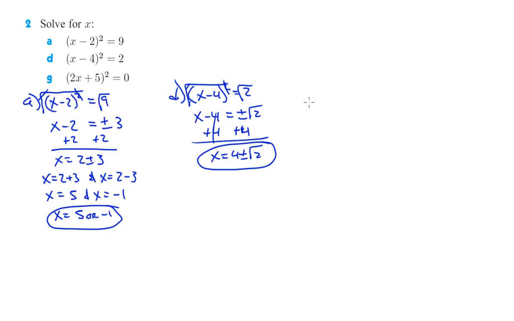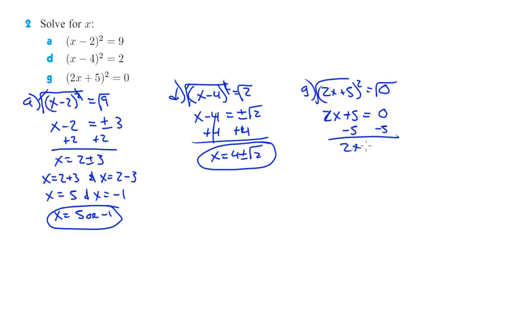Okay? All right, G, 2x plus 5 squared equals 0. Square root both sides, and we get 2x plus 5 equals the square root of 0, which is just 0. Plus or minus 0 is still just 0, so you don't have to put the plus or minus on this one. Subtract 5 from both sides. 2x equals negative 5, divided by 2, and we get x equals negative 5 halves, or negative 2 and a half. Either way is fine by me.